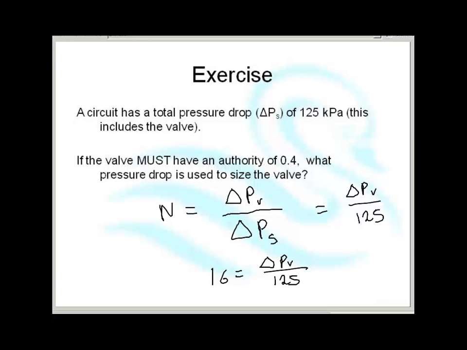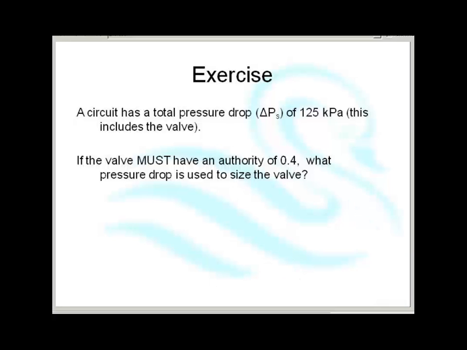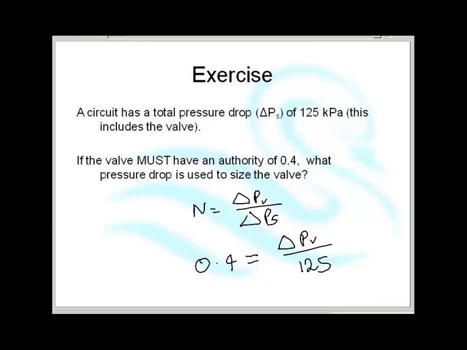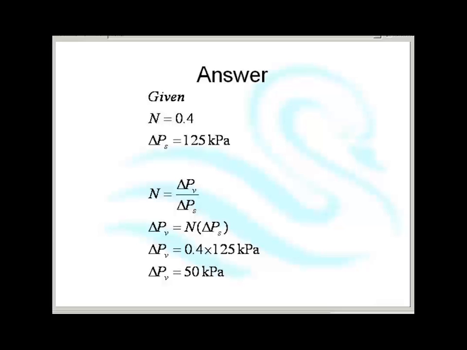Oh yeah, I just made a huge mistake. Let me just correct that. Start that again. N equals delta PV over delta PS. N is 0.4 equals delta PV over 125. There, that's better. You've got it, it's 50.